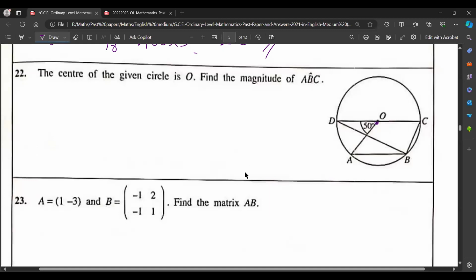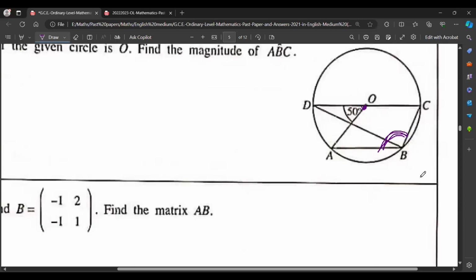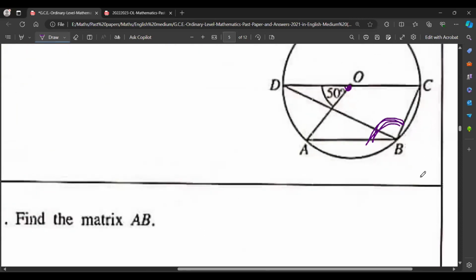Here the center. You never see this one, okay? They ask you the ABC. Look at it, ABC. You forgot to take this value. Normally you forget to say. Sure. They are asking ABC. How to find this magnitude?